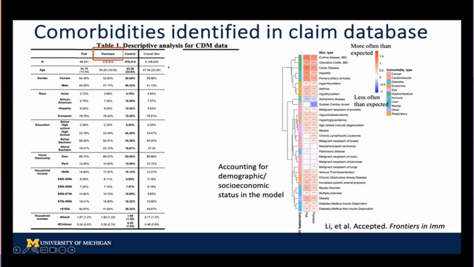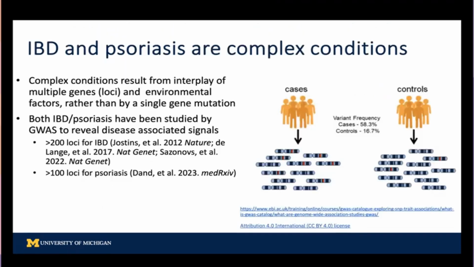For the psoriasis or psoriatic arthritis patients, we compared their comorbidity rates with normal control individuals. Here are the different diseases or conditions that we looked into. Red represents conditions that occur more than expected, and blue represents conditions that occur less often than expected. You can see that Crohn's disease and ulcerative colitis have the highest odds ratios compared to other conditions.